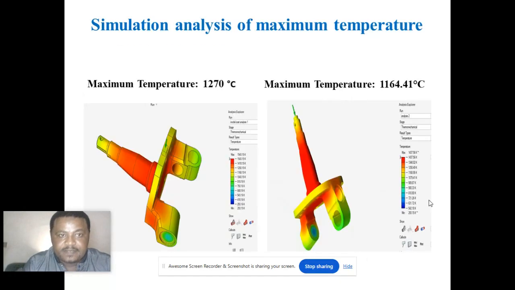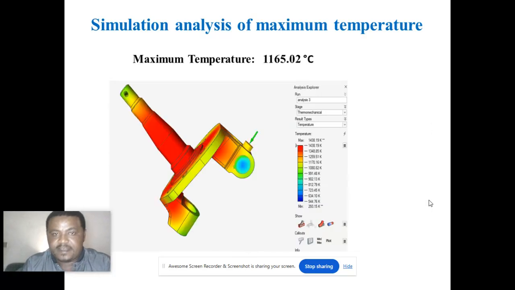The second simulation is maximum temperature. The maximum temperature in the first analysis is 1270 degrees Celsius, 1164.41 degrees Celsius, and 1165.02 degrees Celsius on the third analysis. This maximum temperature analysis can be used to get homogeneous solidification in our parts.